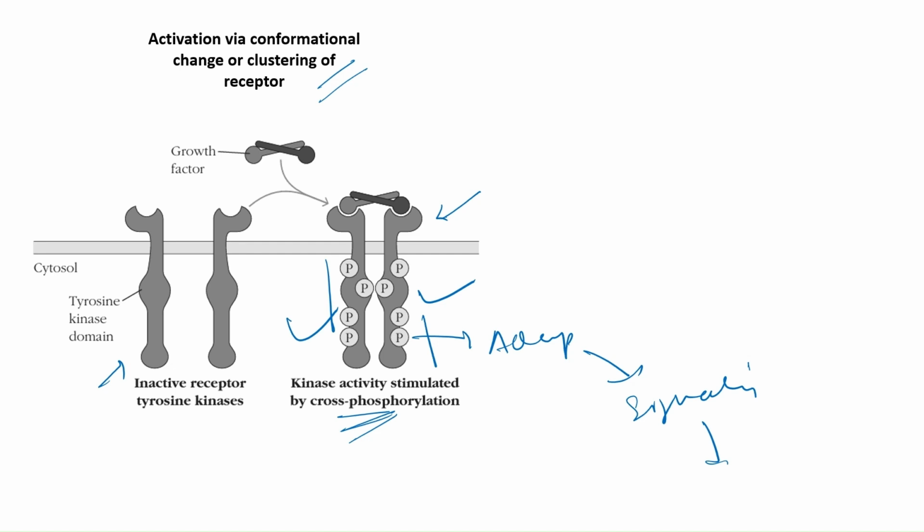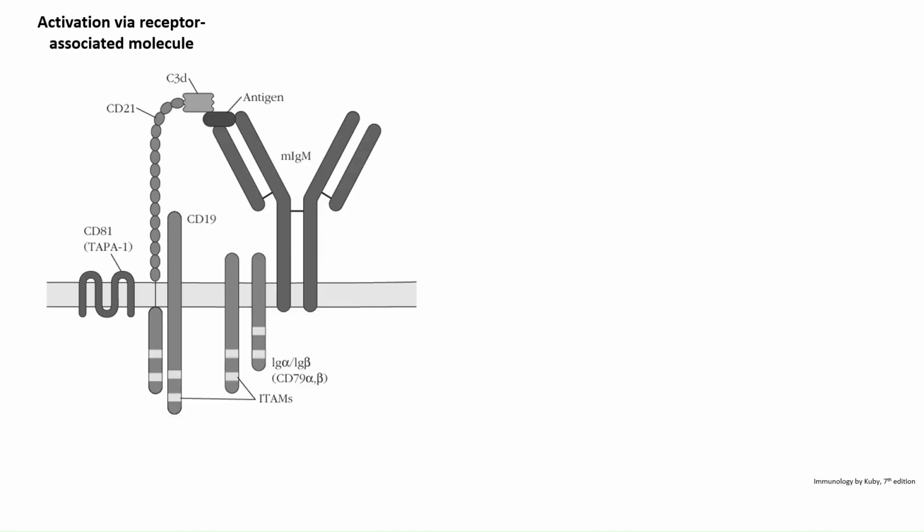Now here one thing you should remember, that if you see, the receptor is quite long in the cytoplasmic end. This is the cytosol. So the cytoplasmic domain of the receptor is quite long for the signaling to proceed further. Now one more activation we can see, that is via receptor associated molecule. Now this is a B cell. What is the receptor for B cell? BCR. And BCR is nothing but an antibody molecule, as you can see here, IgM.